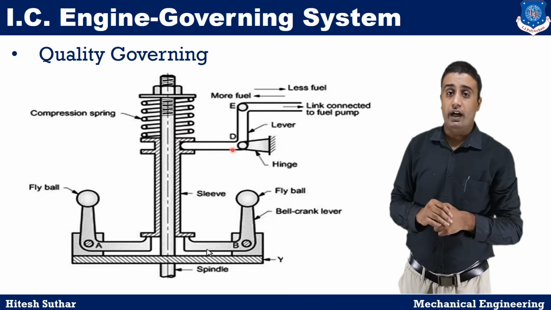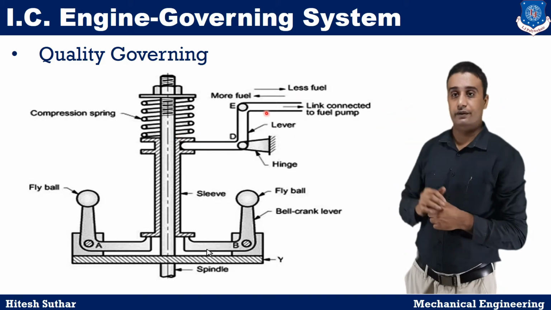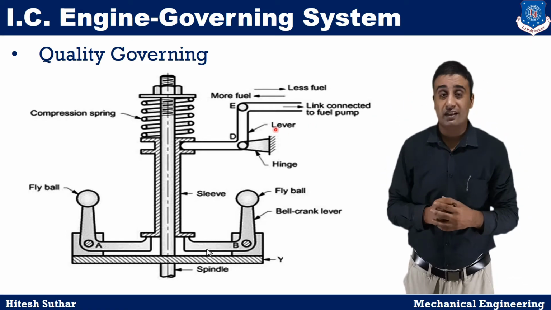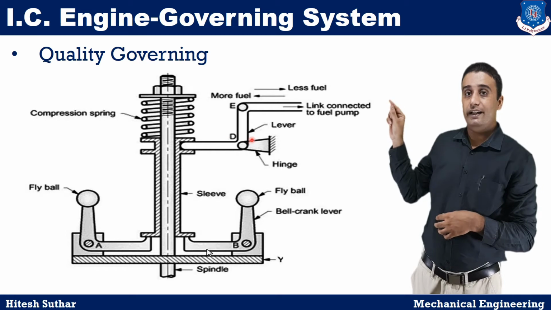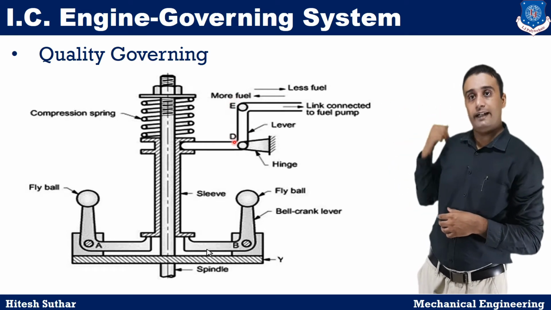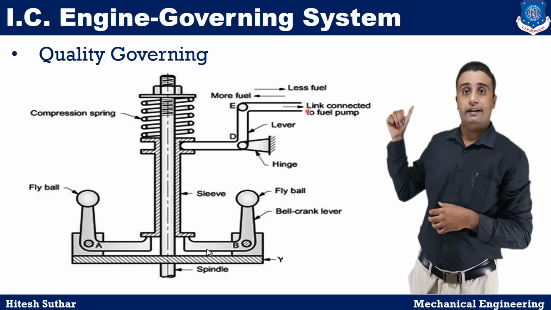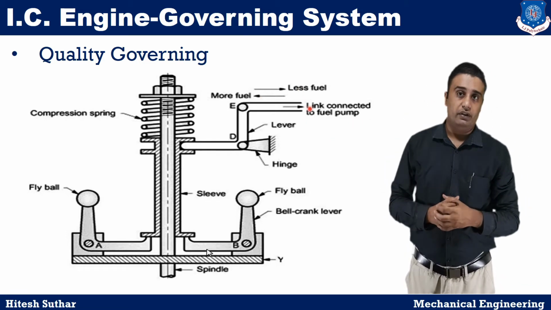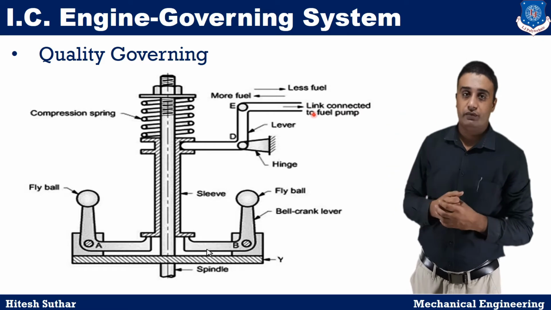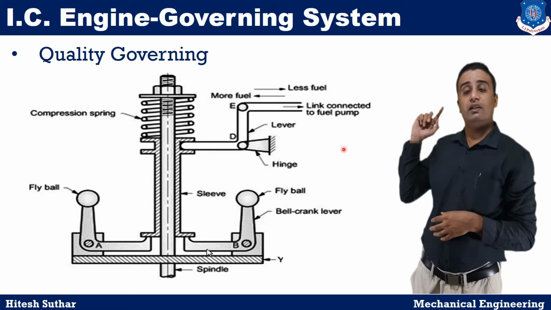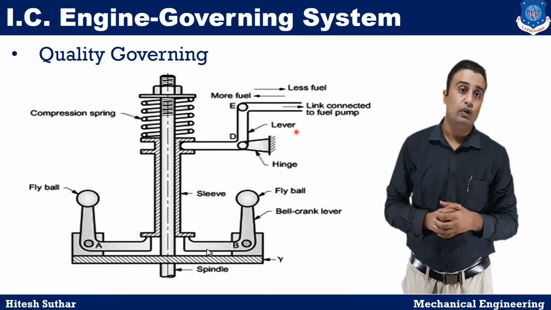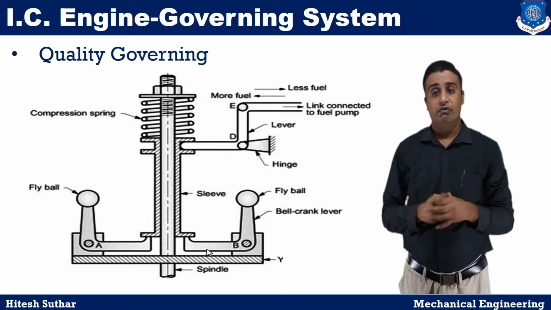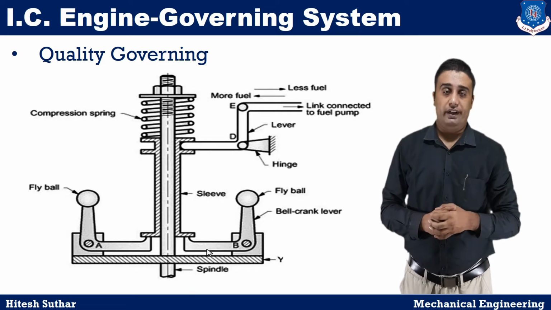As you see, again one lever is attached with the sleeve. If the sleeve is moving in the upward direction, that means the end link shown by E and D is moving to the right side and the link is connected with the fuel pump. So when the lever is moving in the right direction, less fuel is supplied, and when the lever is moving in the left direction, more fuel is supplied. This is the entire working of spring loaded governor, which is known as quality governing.